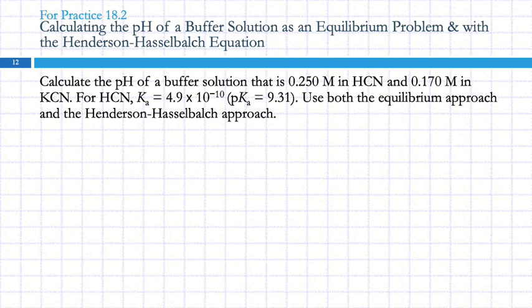So, calculate the pH of a buffer solution that's 0.250 molar in HCN and 0.170 molar in KCN. We're given the Ka for HCN, and they're also telling us what the pKa is. Use both the equilibrium approach and the Henderson-Hasselbalch approach. So this KCN is an ionic compound. Potassium is the cation, cyanide is the anion. That anion is the same anion that HCN makes when it ionizes. So the common ion is the conjugate base of that weak acid. So we'll do the equilibrium approach first.